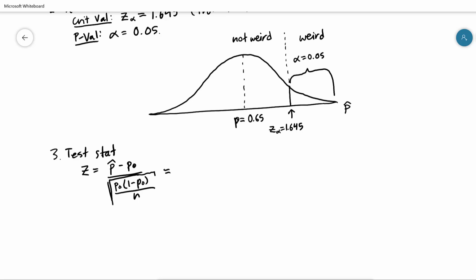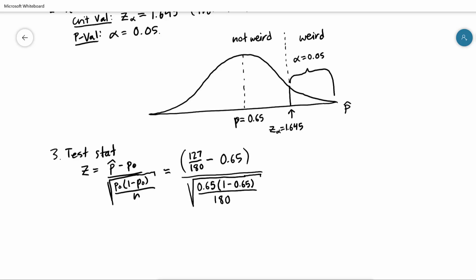So the p hat, that's the 127 over 180. And I'm going to subtract 0.65 from that. So I'm going to do this as our numerator, and then I want to divide by this number down here. So 0.65, that was the p0, 1 minus 0.65, that's going to be 0.35, and then I divide by n, the sample size, which for us was 180.